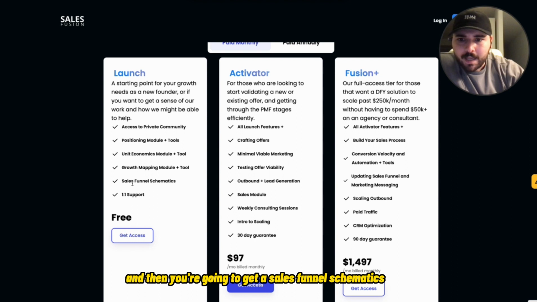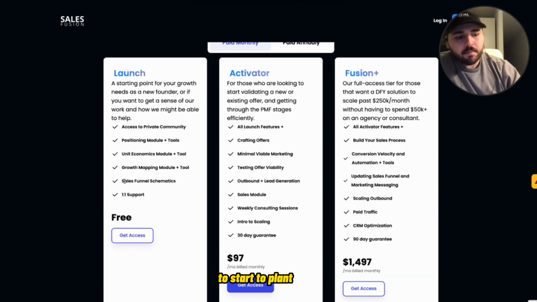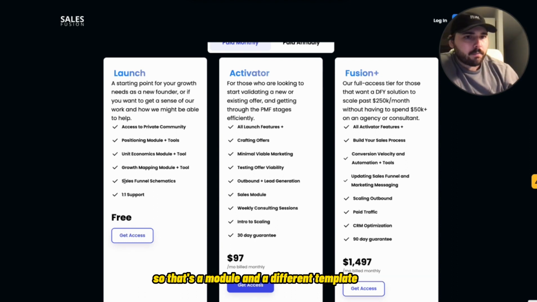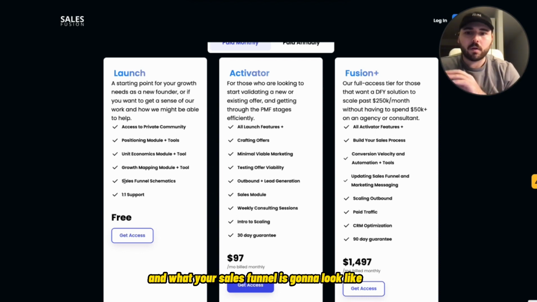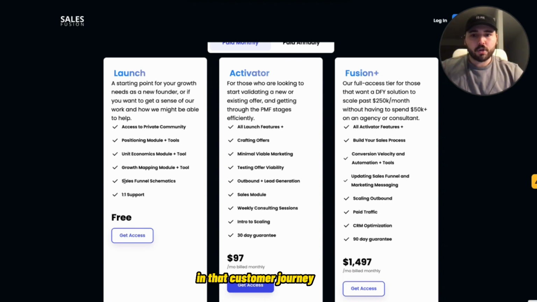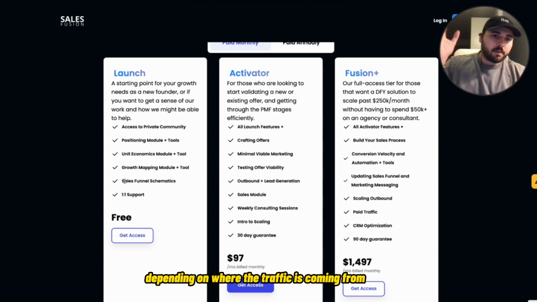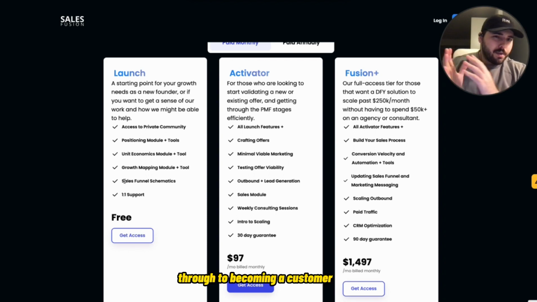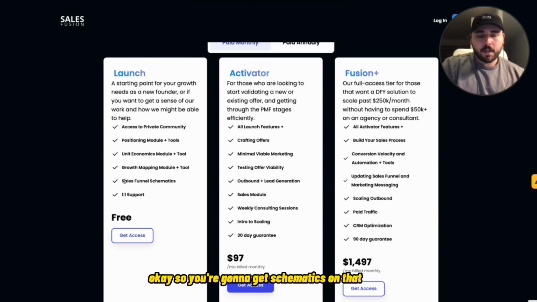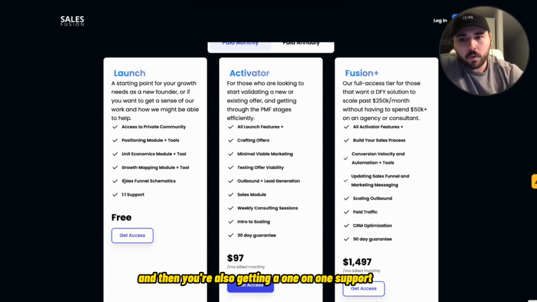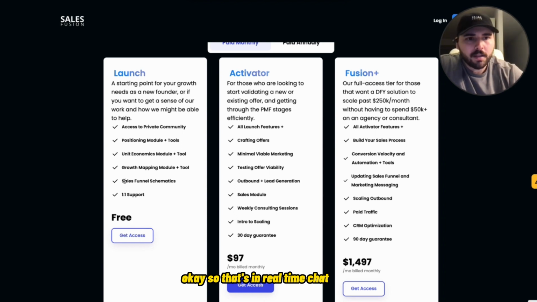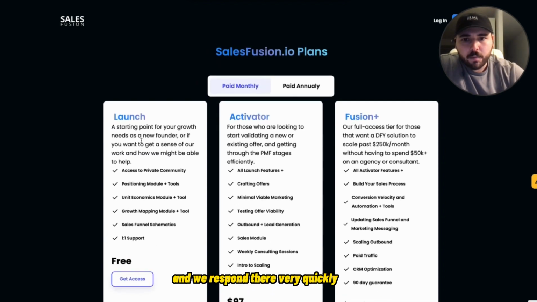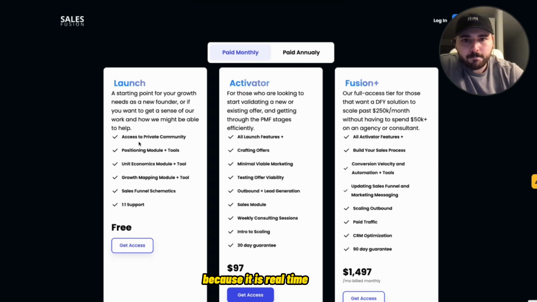And then you're going to get sales funnel schematics to start to plan. That's a module and different templates that you can use essentially to start mapping out your sales funnel and what it's going to look like, and that customer journey, depending on where the traffic is coming from and how you're going to funnel them through to becoming a customer. Okay, so you're going to get schematics on that, and then you're also going to get one-on-one support from myself and my team via the private community. Okay, so that's in real-time chat. You can send us a message and we respond there very quickly because it is real time.